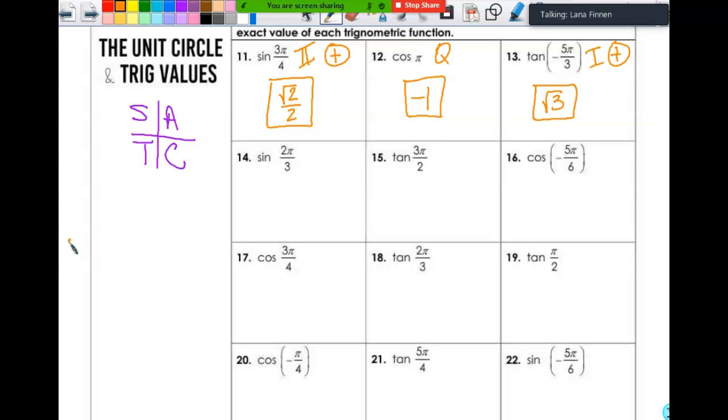Okay, sine of 2 pi thirds. What quadrant's that in? 2. We're in quadrant 2. And in quadrant 2, sine is still positive, right? So then the sine of pi thirds is square root of 3 over 2.